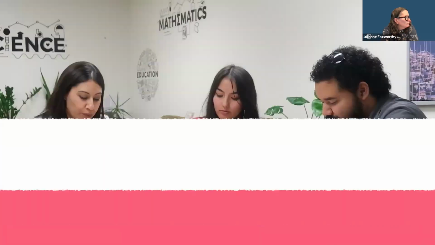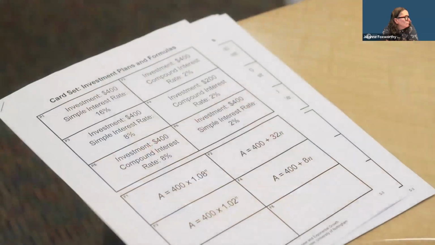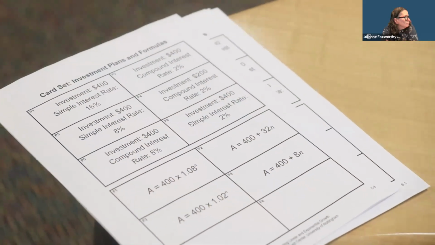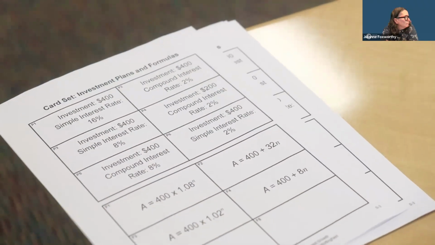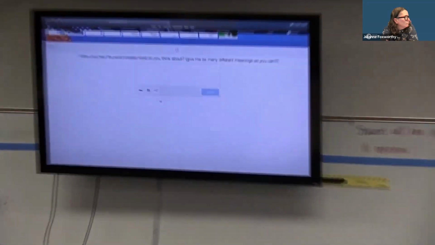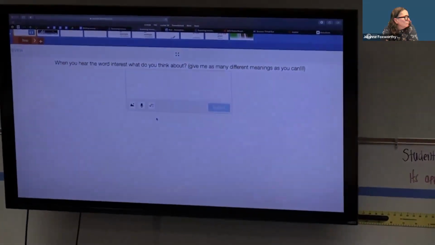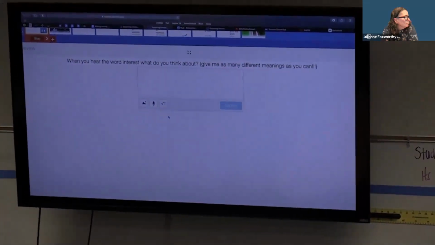For day 1, we started off with the language. So I feel that was a very essential part to make that lesson more applicable to what they know, to what they're already familiar with. When you hear the word interest, what do you think about? Give me as many different meanings as you can.